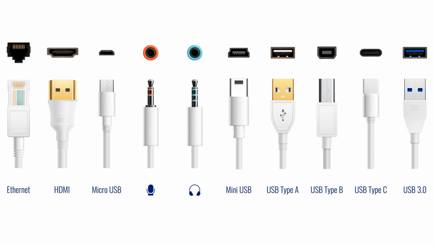USB Type A, the classic rectangular port, used on computers, chargers, and hubs. You plug your keyboards, mice, flash drives, phones, cameras, and etc. USB Type B, the squarish connector, which is common on larger external devices like printers and scanners. Mini USB and micro USB, the small ones, designed for compact electronic devices like phones, digital cameras, MP3 players, and portable devices. So yes, the biggest difference is form factor.